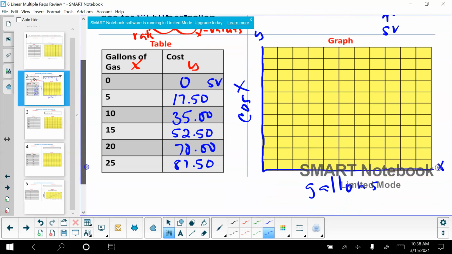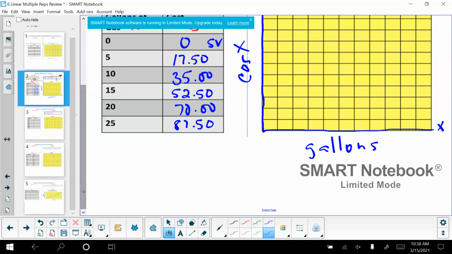Now I can label them anything I want. I can go up 1, 2, 3, 4, 5. I wouldn't get very much on there, but since my x-axis went up by 5s, I'm going to go ahead and label it by 5. So I'm going to do 0, 5, 10, 15, 20, 25, 30, 35, 40, like that.